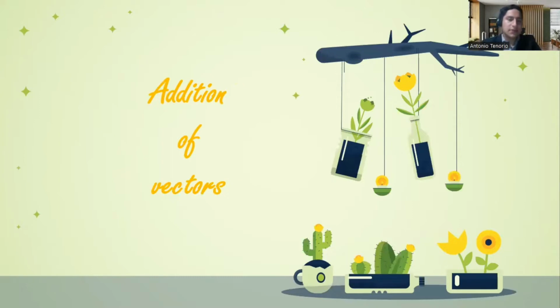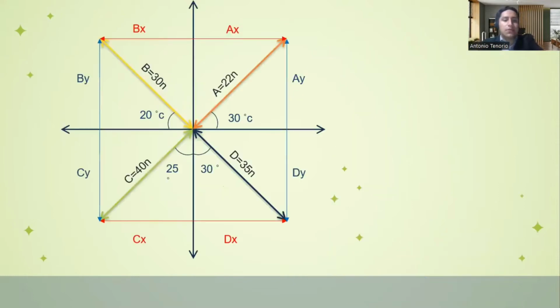And the second topic is addition of vectors. In addition of vectors we have a Cartesian plane, and in this example we have 4 vectors: vector A, vector B, vector C, and vector D. Vector A is orange, vector B is yellow, vector C is green, and vector D is blue.